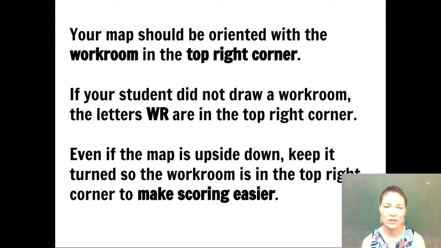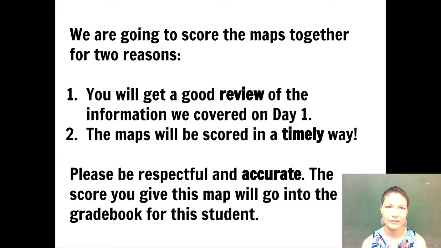Your map should be oriented with the workroom in the top right corner. If your student did not draw a workroom, the letters WR are in the top right corner. So even if the map is upside down, keep it turned so the workroom is in the top right corner to make scoring easier. So if you moved your map or turned it around, please orient it again with the workroom in the top right corner, or the letters WR in the top right corner if there is no workroom.